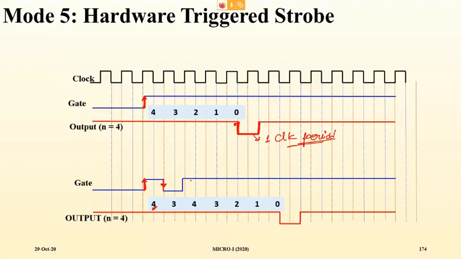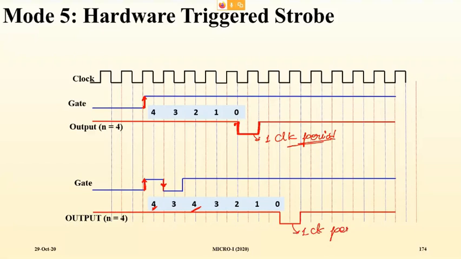Remember, whenever you deactivate the count in mode 4 or mode 5 and then reactivate the gate, the count will start from the count which was loaded in the beginning, which is 4. It will not start from 2, because here it is 3, so it will be 3, 2, 1, or 0. No, it will not start from there. It will restart from the very beginning of the count. So 4, then 3, 2, 1, 0. And of course, it will remain low for again one clock period.